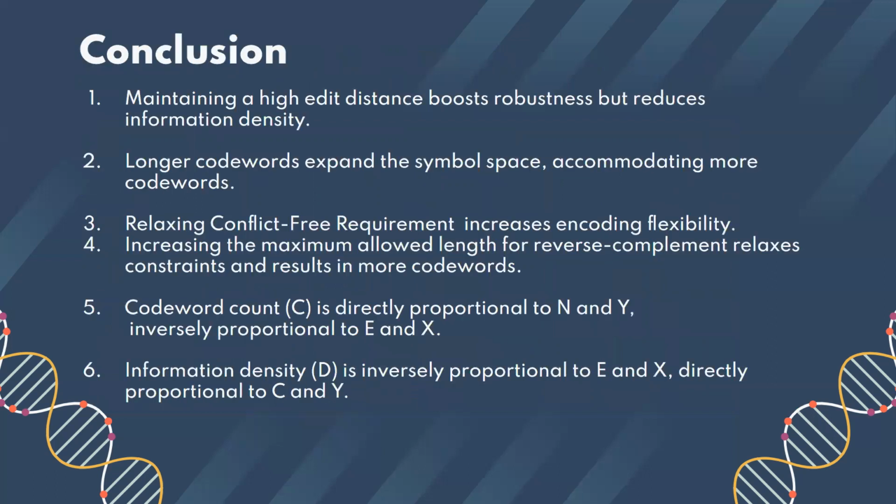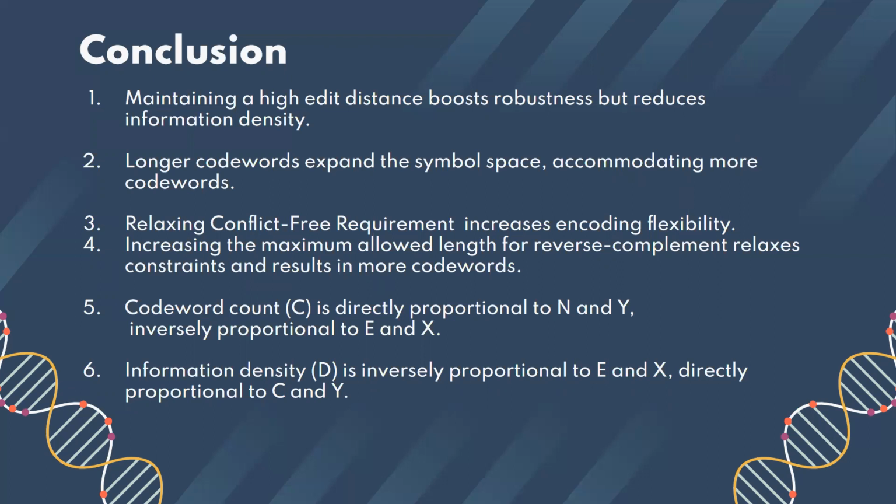And so, according to all these things, we come to a conclusion that we have to maintain a high edit distance. If we maintain a high edit distance, robustness will be increased, like error correction possibility will be increased, but the information density will be reduced because of the increased redundancy. Now if we increase the length of the code words, then the symbol space will also be increased, as the number of code words satisfying the requirements will be increased.